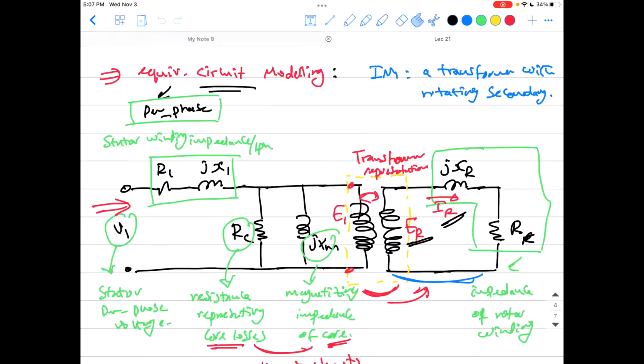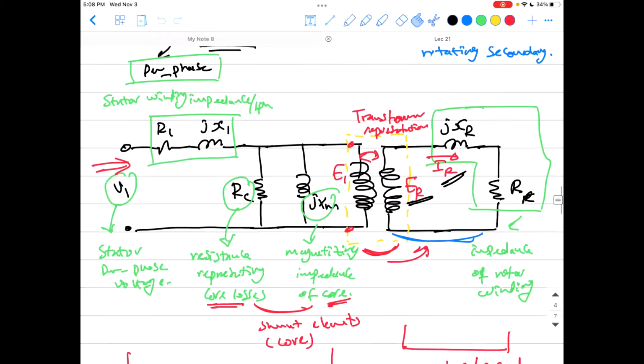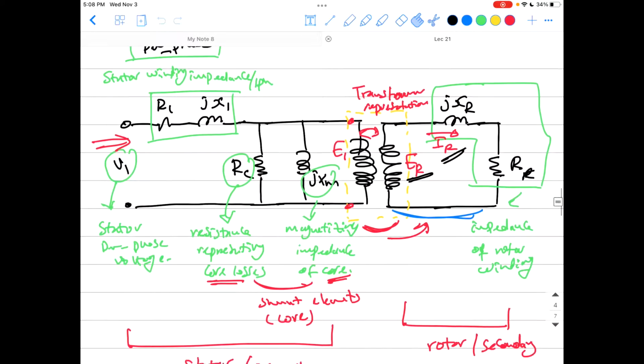That's pretty much like a transformer but with a moving secondary winding. So you can treat an induction machine like a transformer, where the primary winding is the stator and the secondary winding is the rotor. But now this secondary winding can rotate. So that was the equivalent circuit we just had for our induction motor.